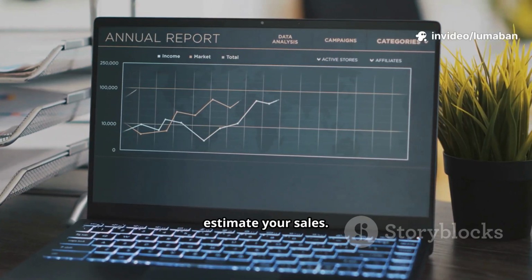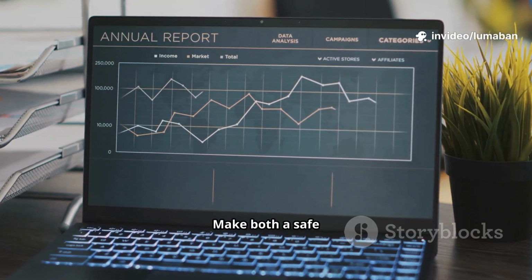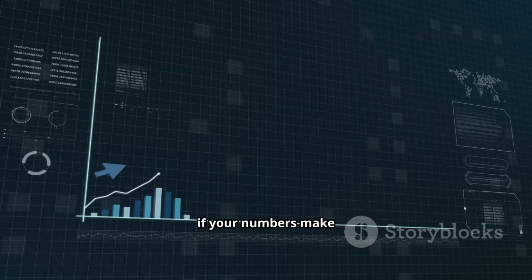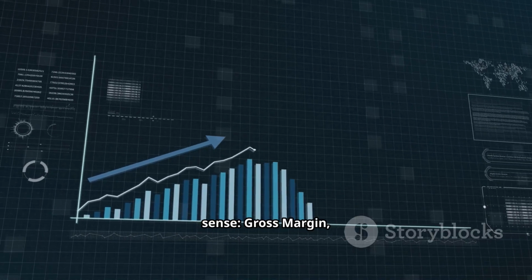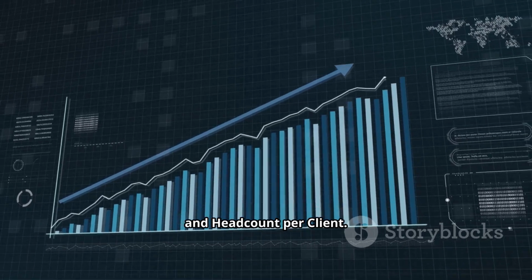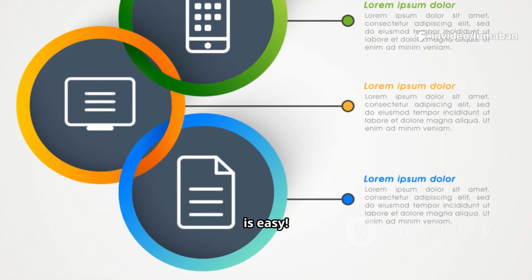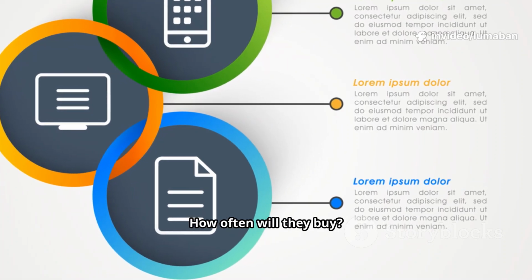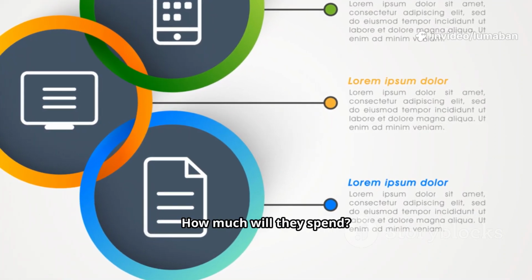Now, estimate your sales. Make both a safe forecast and an ambitious one. Use ratios to check if your numbers make sense: gross margin, profit margin, and headcount per client. Sales forecasting is easy. Just ask, who are my customers? How often will they buy? How much will they spend?